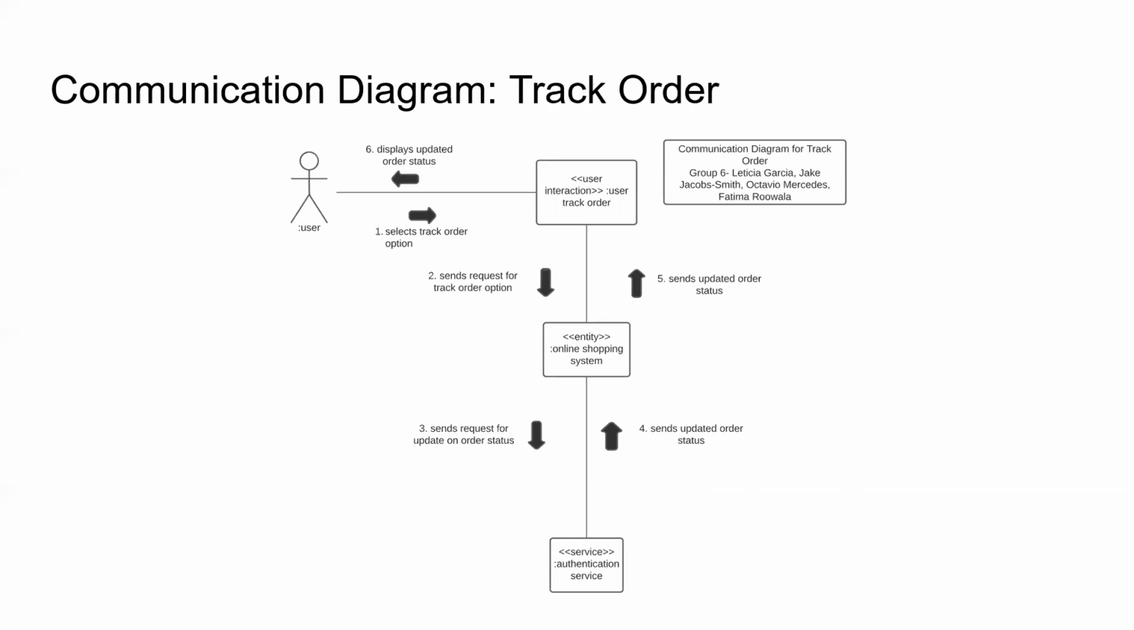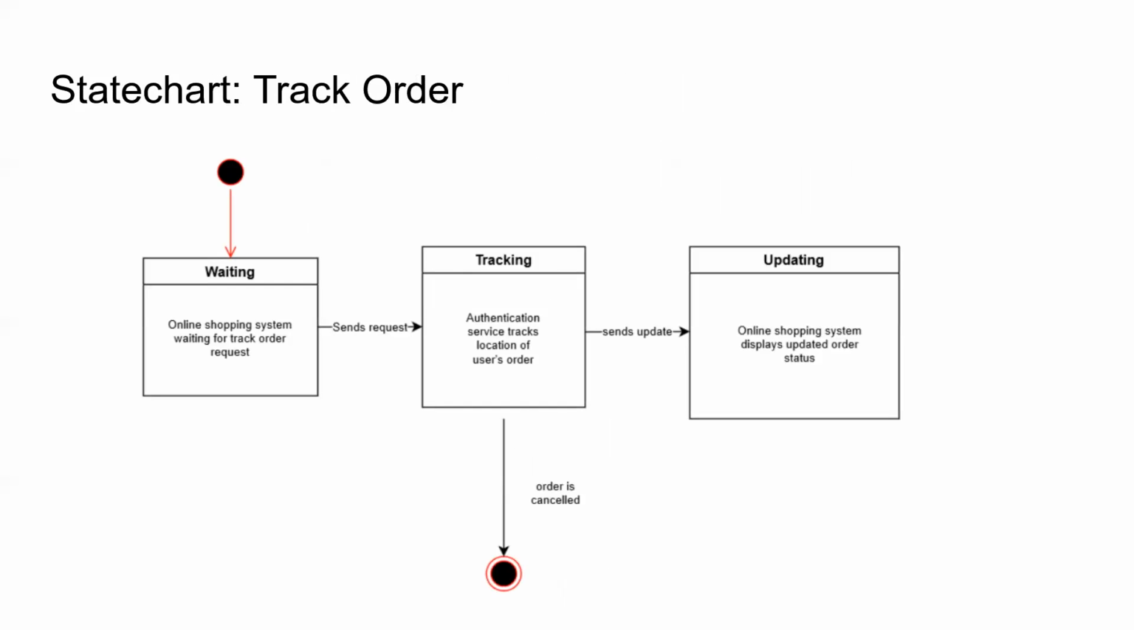Next is the track order, where the user can select the track order option and making its way all the way down to the authentication service and back up to the online shopping system and back to the user. And that is the state chart for the track order, for the waiting, the tracking, and the updating.